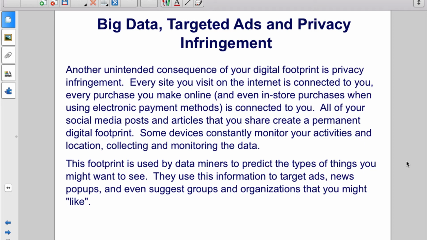Some devices constantly monitor your activities and location, collecting and monitoring the data. This footprint is used by data miners to predict the types of things you might want to see. They use this information to target ads, news pop-ups, and even suggest groups and organizations that you might like.